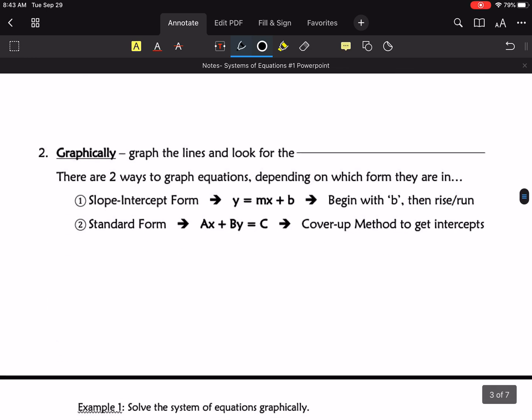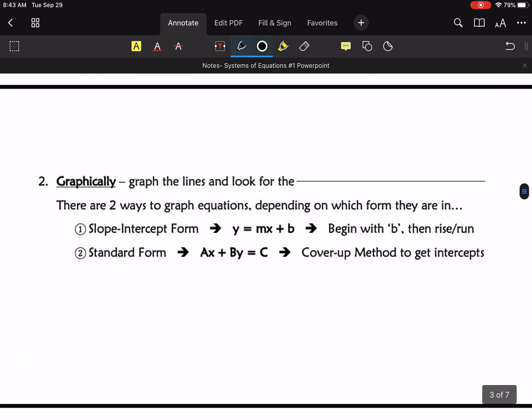Now, let's look at how we would solve it graphically. So instead of graphing one line like we've been doing, we're going to graph both lines and look for the intersection, which is where they meet each other. So remember, there's two ways to graph equations, right? Depending on which form they're in. We have slope-intercept, y equals mx plus b. So again, we plot the b value, then do rise over run. And then we have standard form, which we will utilize the cover-up method to make things quicker for us.